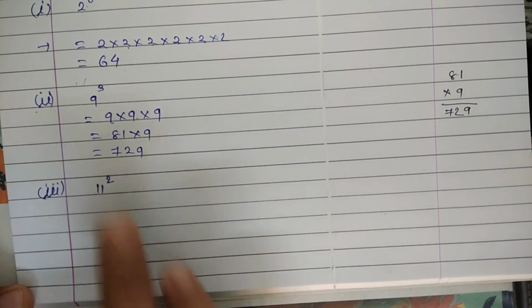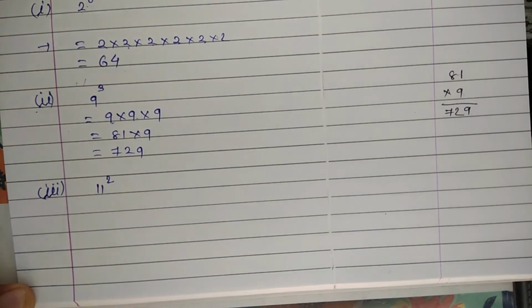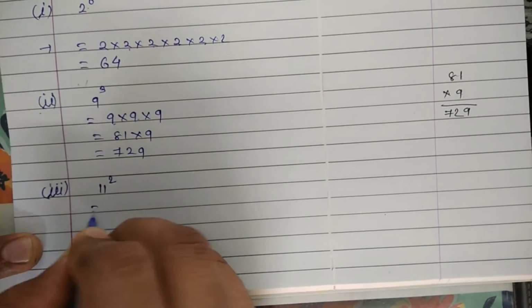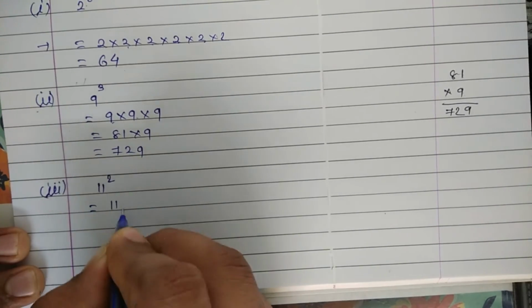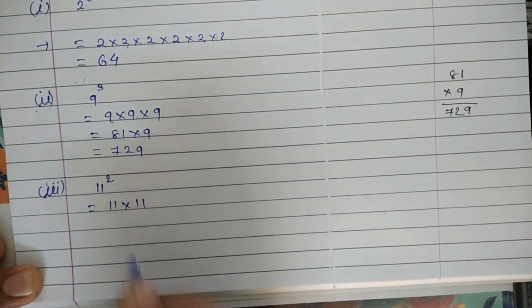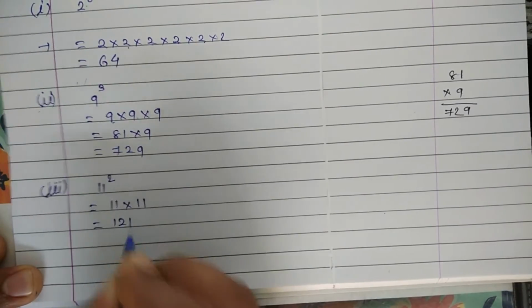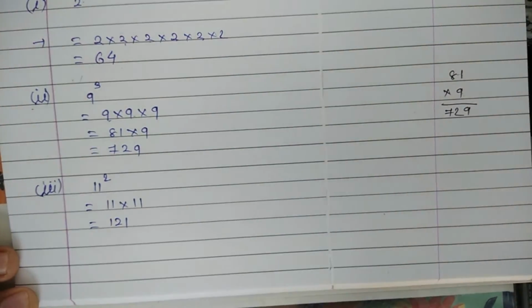Next, 11 raised to the power 2. This we can read as 11 squared. 11 raised to the power 2 means 11 multiplied 2 times. 11 multiplied by 11. And 11 11s are equal to 121.